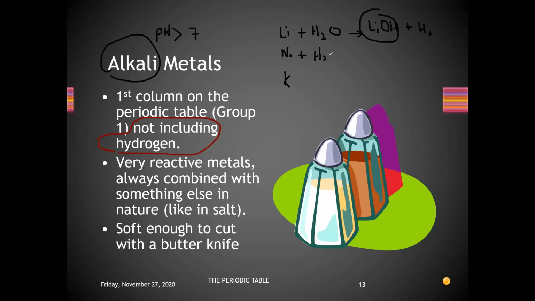So sodium mixed with water, what will be the result? This will result in the formation of sodium hydroxide plus hydrogen. Potassium, if I mix it with water, what will be the result? It will form potassium hydroxide plus hydrogen.